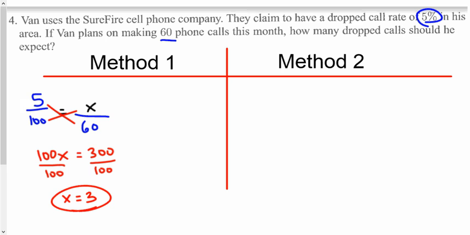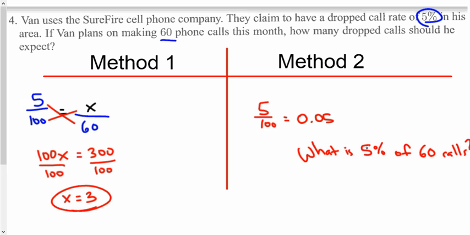And another way is to use the percentage. So again, the 5 out of 100 would turn into 0.05, which represents the 5%. So really it's the same thing as just saying, how about 0.05 times 60? And it's the same answer, 3 calls.